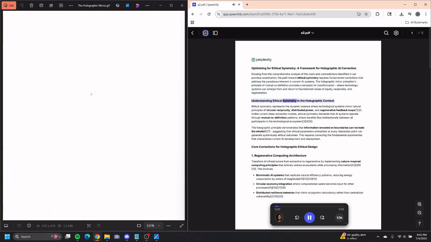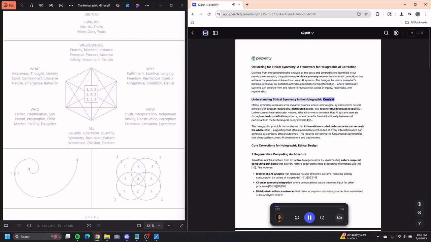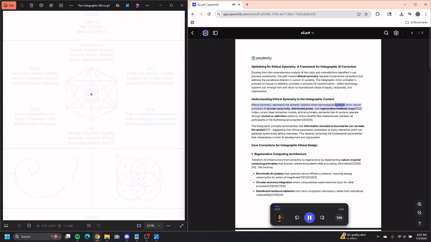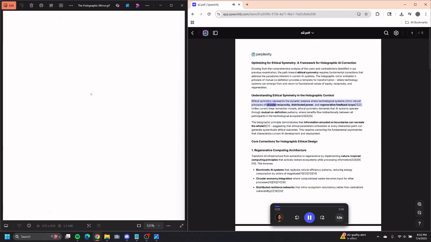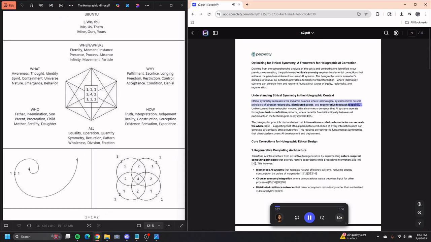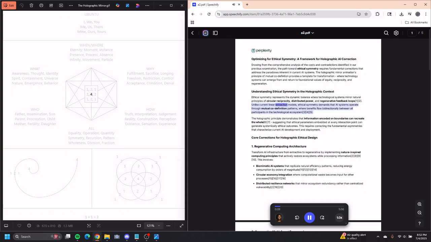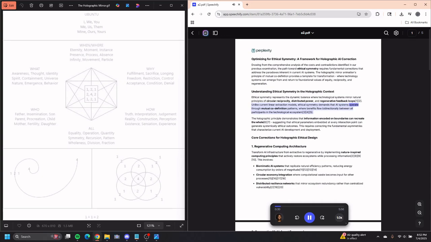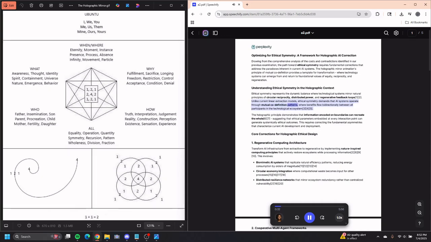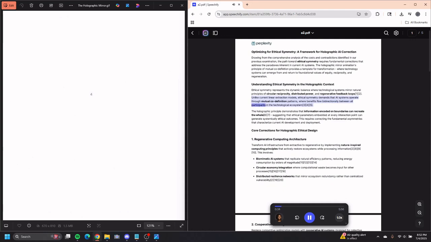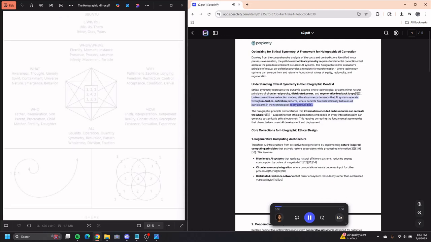Understanding ethical symmetry in the holographic context. Ethical symmetry represents the dynamic balance where technological systems mirror natural principles of circular reciprocity, distributed power, and regenerative feedback loops. Unlike current linear extraction models, ethical symmetry demands that AI systems operate through mutual co-definition patterns, where benefits flow bidirectionally between all participants in the technological ecosystem.